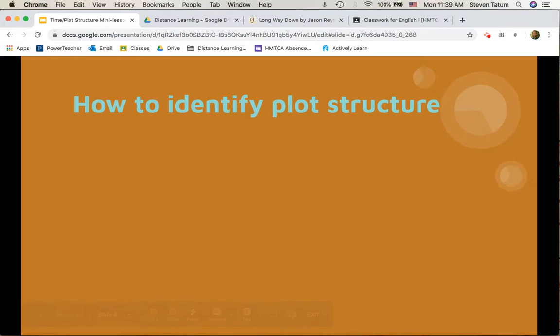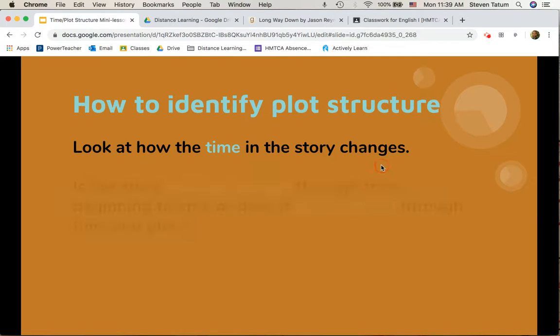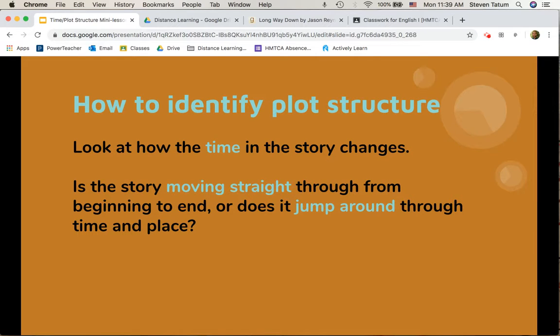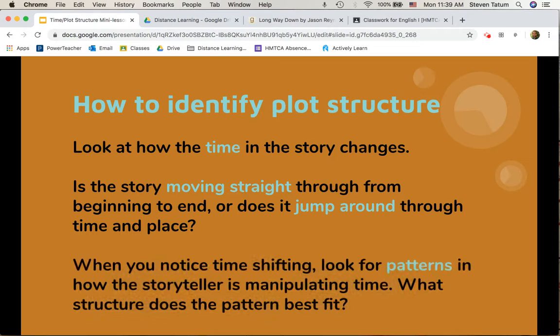So how do you identify these plot structures? Like I said, you're looking for those words that let you notice how the author is changing time around in the story. And once you pick up on those things, you can ask yourself, is it moving straight through time? Is it jumping around? And if it's jumping around, look for patterns in how they're manipulating time, and thinking about what of our four plot structures it fits in best.